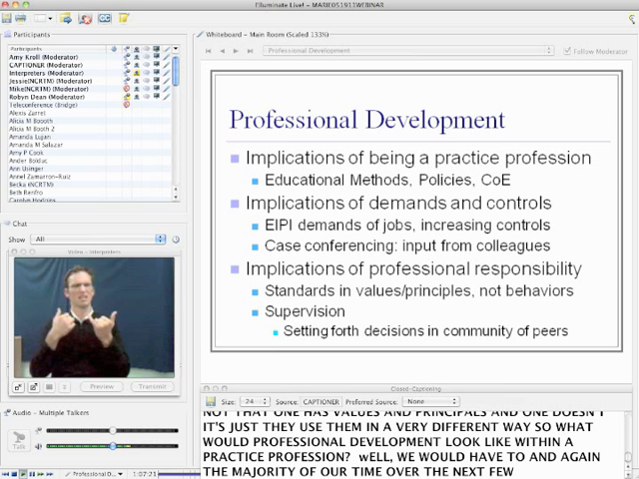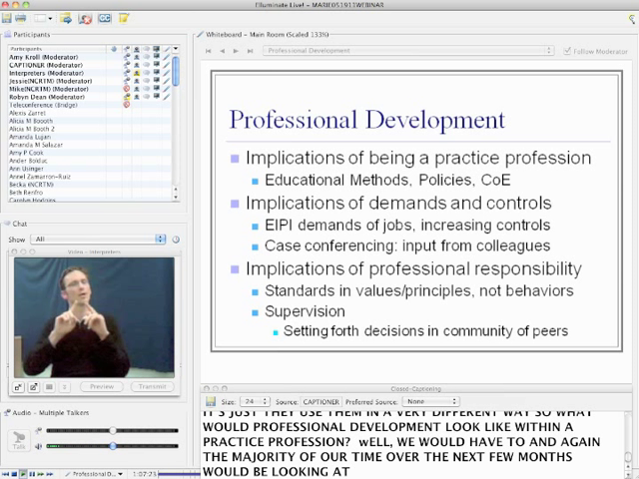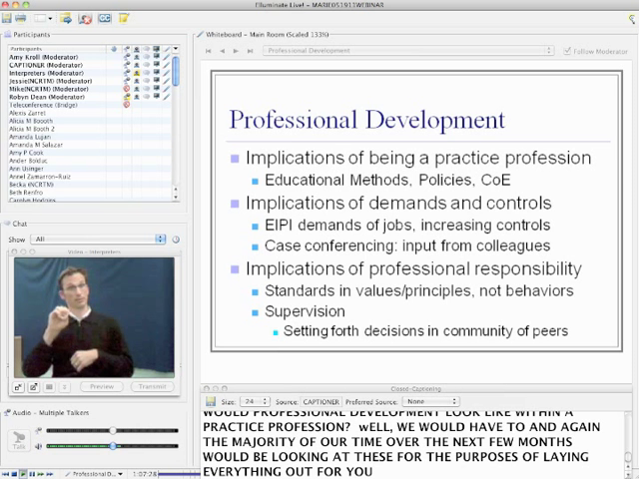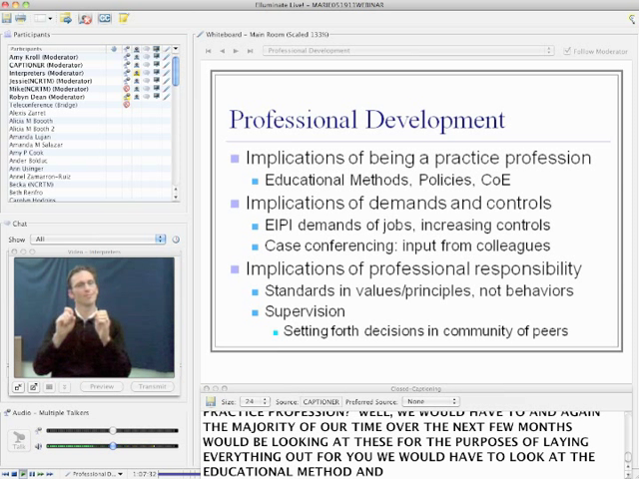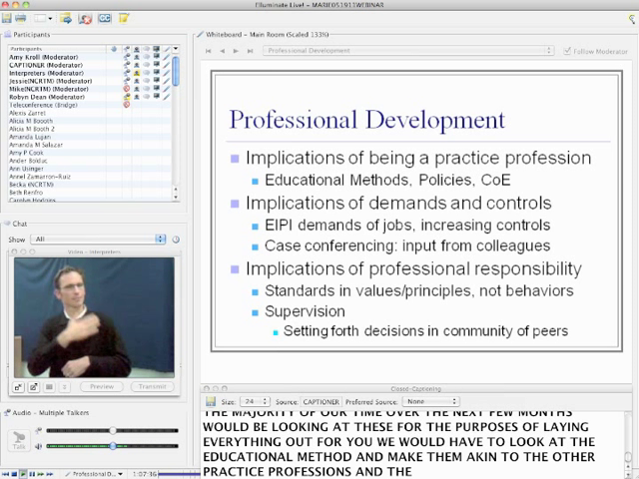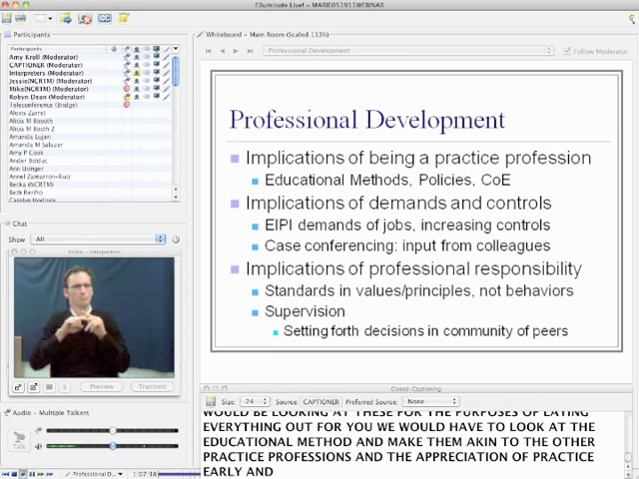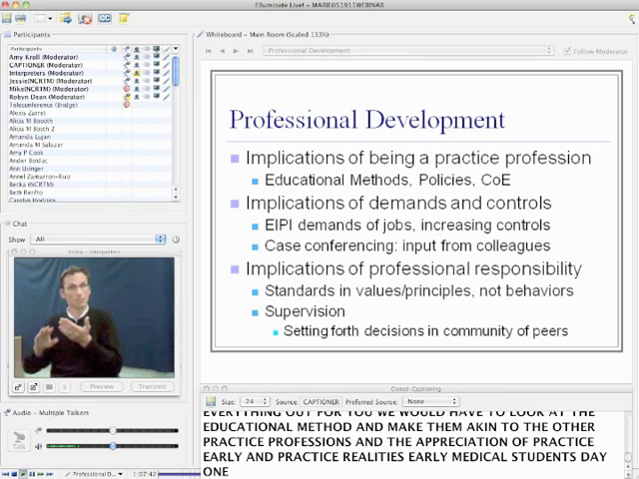But for the purposes of laying everything out for you, to be a practice profession, we would have to look at our educational methods and make them akin to other practice professions. We would have to start the understanding and the appreciation of practice early and practice realities early. Medical students, day one, well actually day two, because day one's orientation. Day two, they start seeing patients.